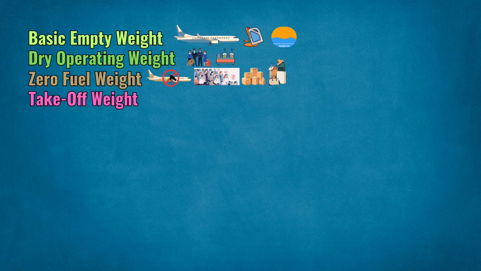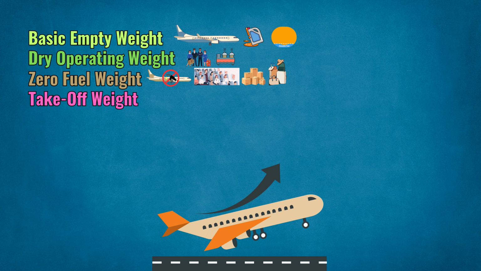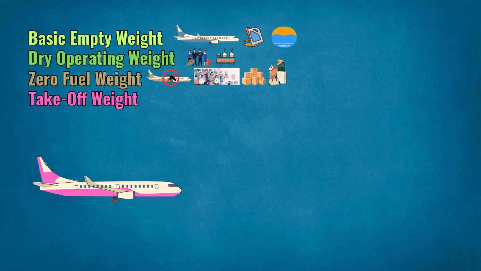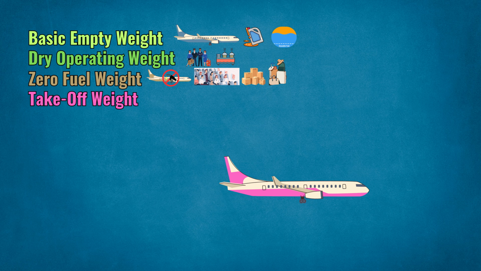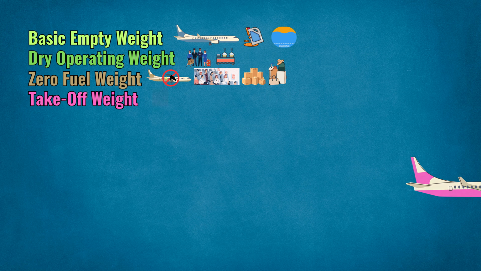This weight is of critical importance as it directly impacts an airplane's performance during takeoff. More weight means longer runways are needed for takeoff, slower climb rates, and higher stall speeds. Therefore, every aircraft has a maximum takeoff weight that must not be exceeded to ensure safe flight.